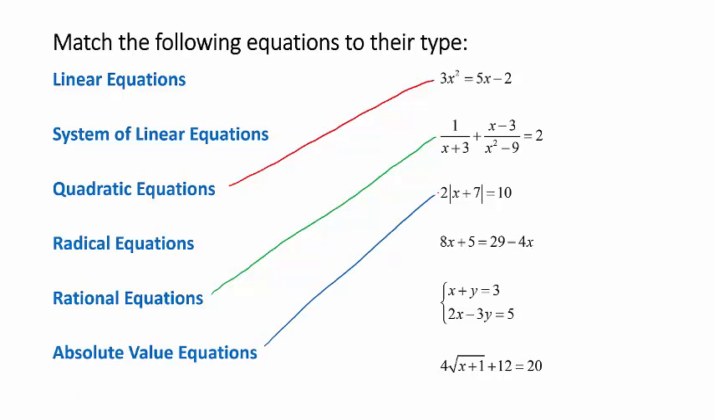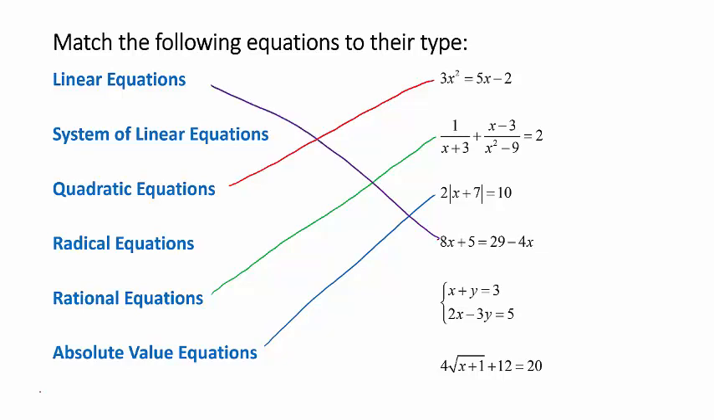Now, what's next? 8x plus 5 equal to 29 minus 4x. Sometimes you just got to think about what would you do to solve it. The variables that are there only have an exponent of 1 on them, right? So that means it's a linear equation. I could subtract 5 from both sides and add 4x to both sides and try to get x on one side. So that's just a straight up linear equation.